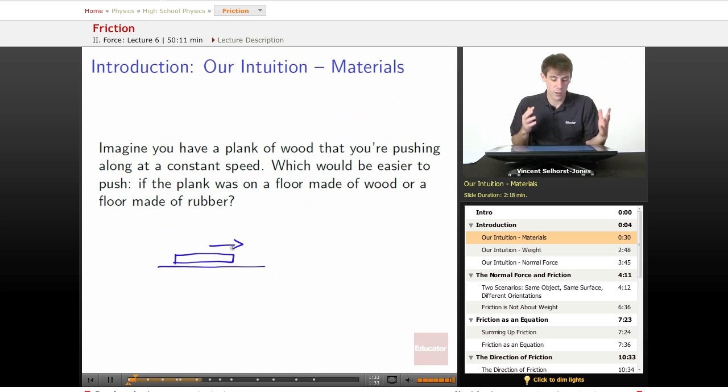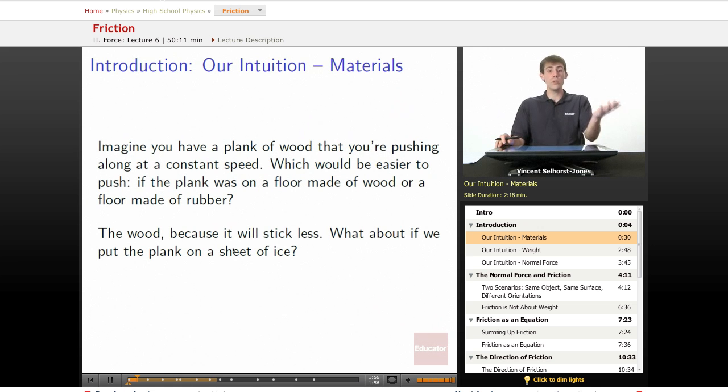All right, with that out of the way, we've got this plank moving along at a constant speed because we're putting some force into it. Now, which would be easier to push? Which would take less push? Which would take less force from us pushing on the plank? If the plank was on a floor that was made of wood, or if the plank was on a floor that was made of rubber, which one of these will stick together more? Which one will have more friction? Just like you'd expect. The wood is going to stick less and the rubber is going to stick more. If we want to make it easier on ourselves, we're going to want that wood floor.